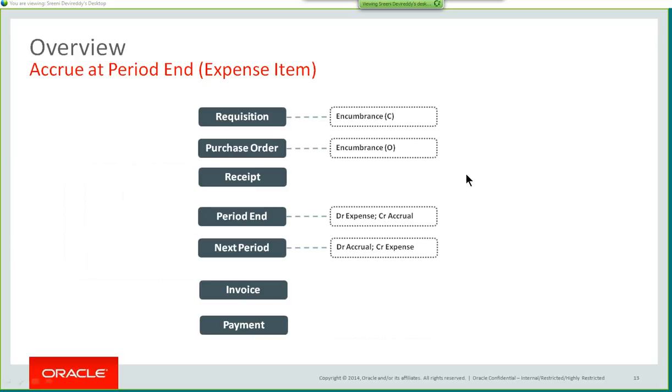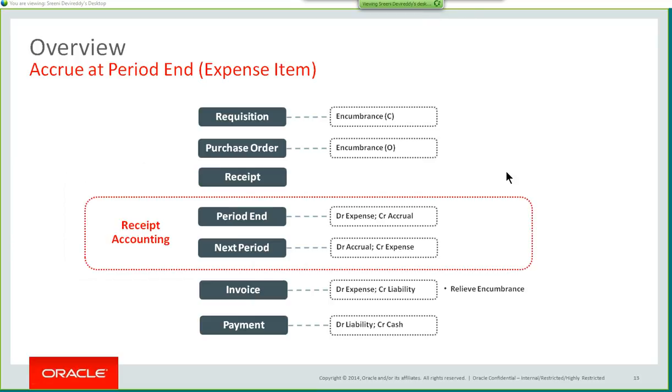So at the time of receipt, there is no accounting, but at the time of period end, you book the accrual and it will get reversed in the next period. So at period end, you do the accruals, do the period reporting, and then reverse them in the next period. And when you get the invoice, that's when the encumbrance is relieved and liability is booked, and you make the payment. So that's the key difference between accrued receipt and accrued period end. And there is no cost accounting here because we are not talking about inventory at all. So you see only receipt accounting taking care of all the accounting.